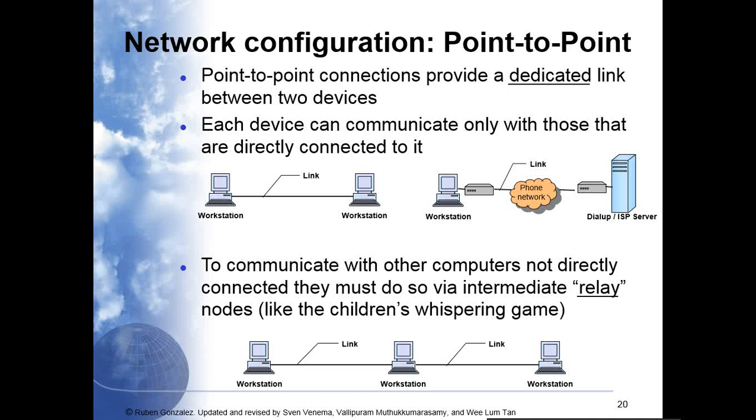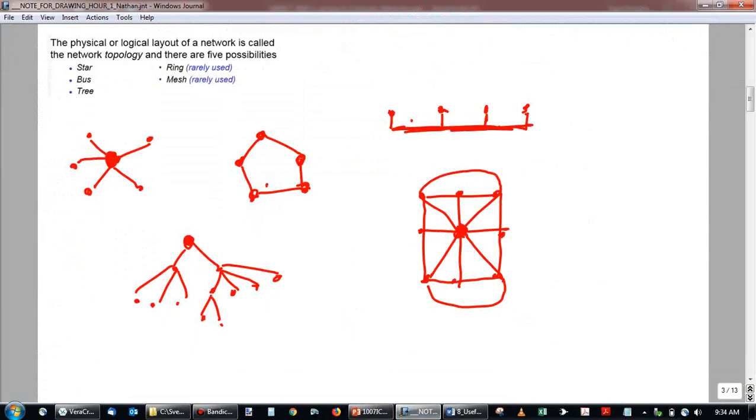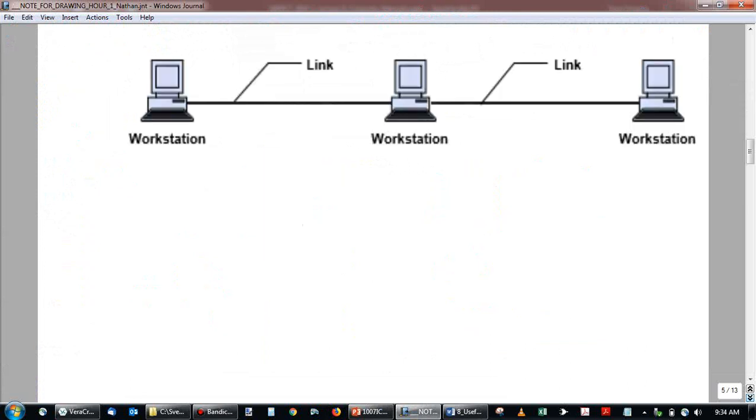To communicate with other computers not directly connected, they have to do it via an intermediate relay. So basically, at the bottom, you'll see there's a workstation connected to the middle workstation, connected to the right workstation. So the one on the left is not directly connected to the one on the right. There is no way for them to directly communicate with each other. So if they want to communicate, the one on the left has to send a message to the workstation in the middle. I think I have a diagram for this. Yeah, so the one on the left, this guy, has to send a message to here.